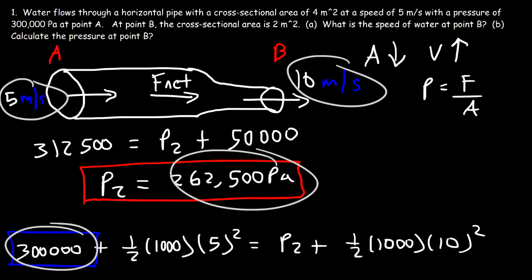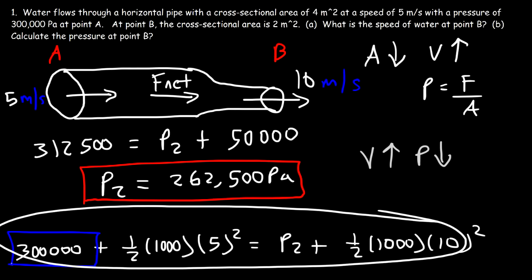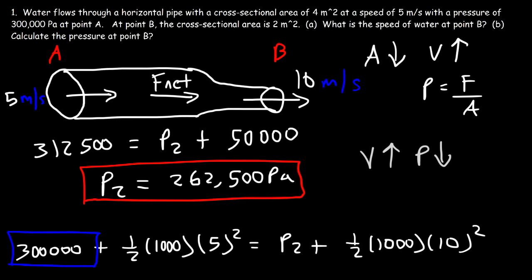So what you want to take from this is that as the speed increases, the pressure in the fluid decreases. They're inversely related. Now let's talk about how we could derive the equation, the portion of Bernoulli's equation that we use to get the answer.